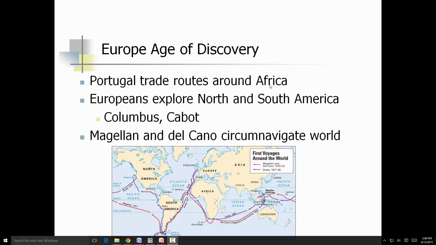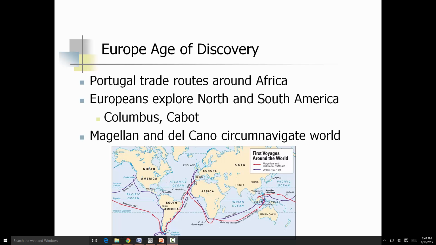Portugal trade routes around Africa, so around the Mediterranean. The countries around the Mediterranean are doing a lot of study around the Mediterranean. They're making it to Iceland and Greenland. They've now made it to North America, and now we're starting to think about circumpolar navigation, where we're actually having Magellan and Decano.